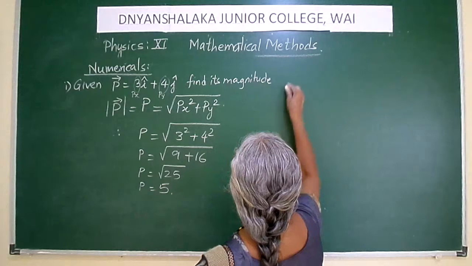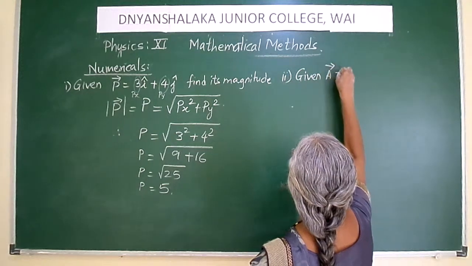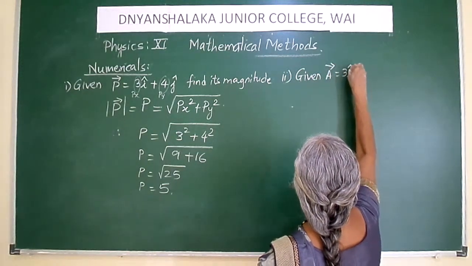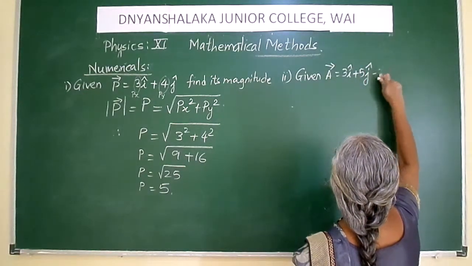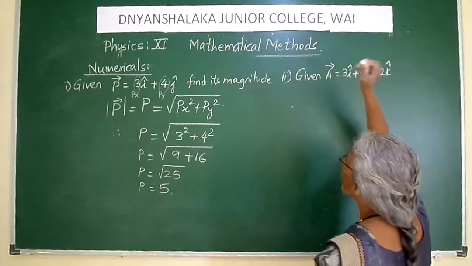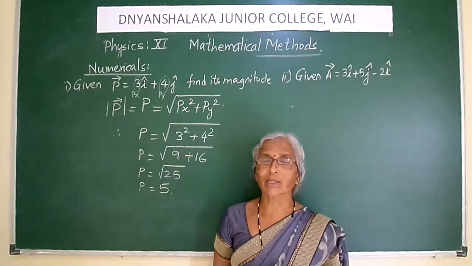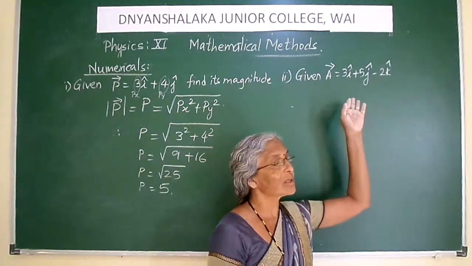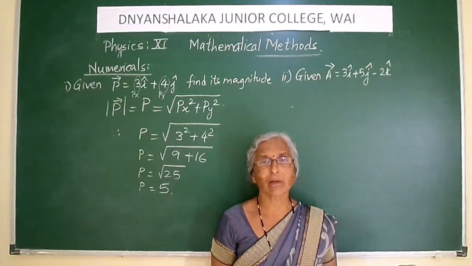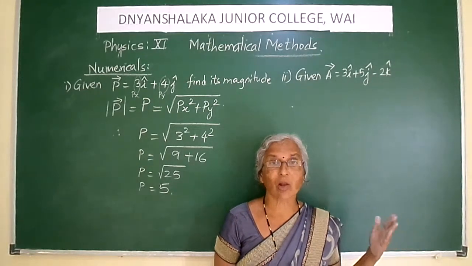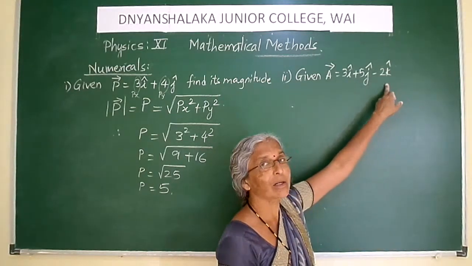Similarly, if you have been given, say, vector A is equal to 3i plus 5j minus 2k. Here the vector is resolved into two components, one along the x-axis, one along the y-axis. Here the vector is resolved into three components, one along the x, y, and the third resolved component is along the z-axis. And the unit vector along the z-axis is taken as vector k.